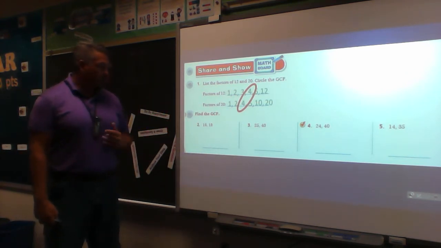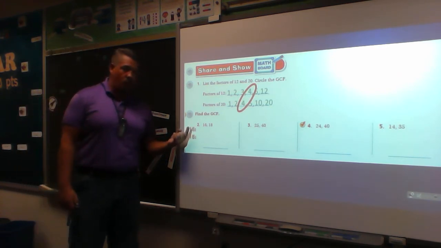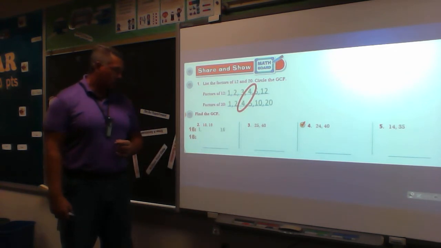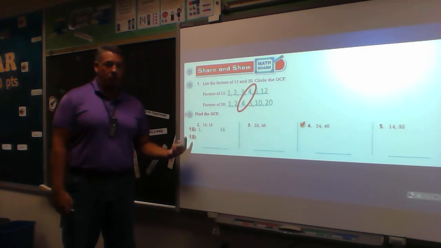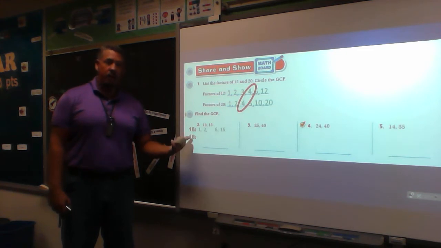What are my factors of 16? Well, for 16, I start with 1, and then I list the largest number, which is 16. Then I go to 2. It is even, so 2 goes into it. How many times, though? 2 and 8. How about 3? 3, 6 plus 1 is 7. 3 doesn't go into 16.